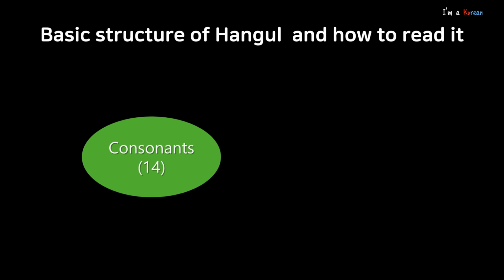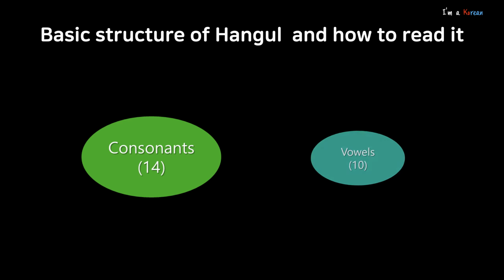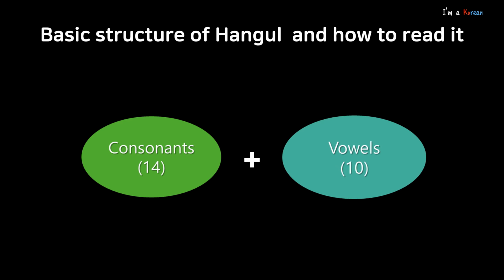Hello. Today, I will briefly explain the structure of Hangul and how to read it. Hangul is a systematic and scientific writing system that is easy to learn and read. Hangul consists of consonants and vowels. There are 14 basic consonants and 10 basic vowels, which are combined to form syllables.